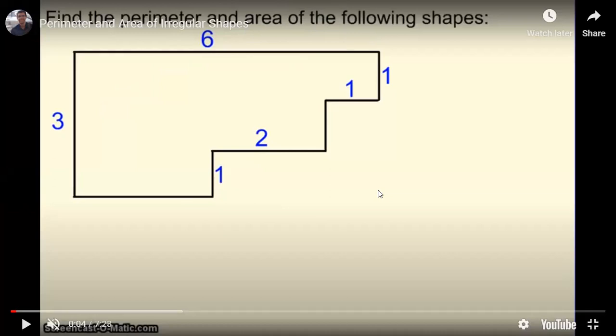In case we have a figure that is irregular, and I can't find a specific name for it, what can we do? We have to calculate the area for each figure, and at the end we will add them together.